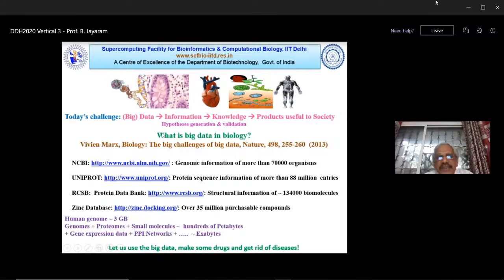Now, what it requires is hypothesis generation. How do you generate a hypothesis using the data? How do you validate it eventually to create new knowledge? These are some interesting questions, especially in the context of genomic, proteomic information and the small molecule databases that we have. So, moving on.